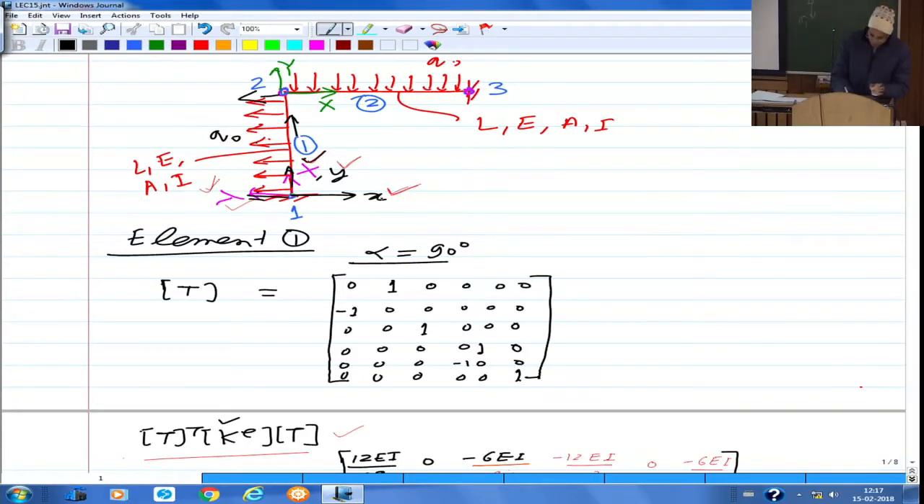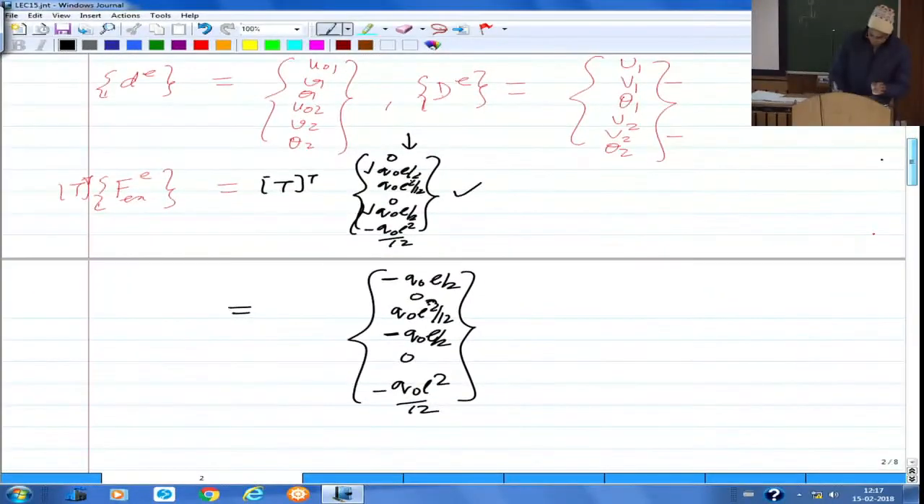But since we are transforming that to the global system, because our global x-axis is along negative y direction, you get this force here. Now see, this force is shifted to the first location with a minus sign, and this force is shifted to the fourth location with a minus sign, and then this remains 0, because now the global y-axis corresponds to local x-axis, which is the axial direction, and in that there are no distributed forces, so these are 0.